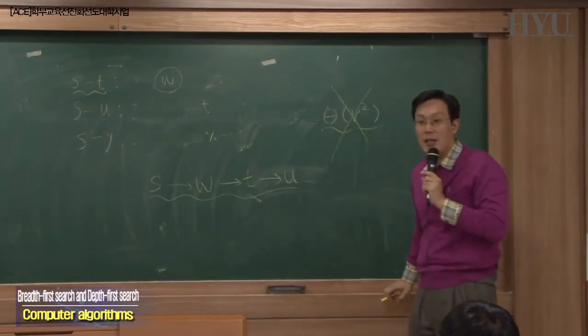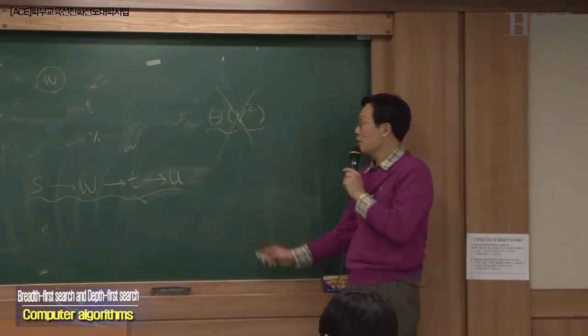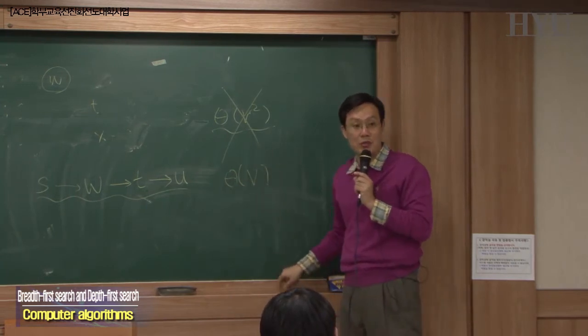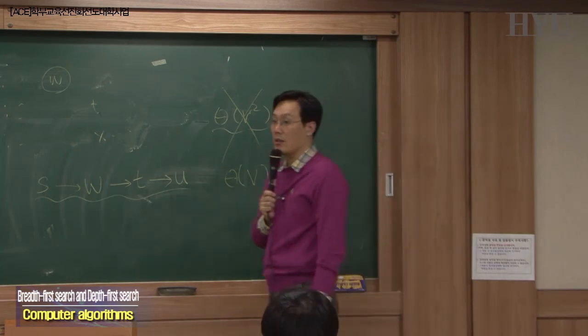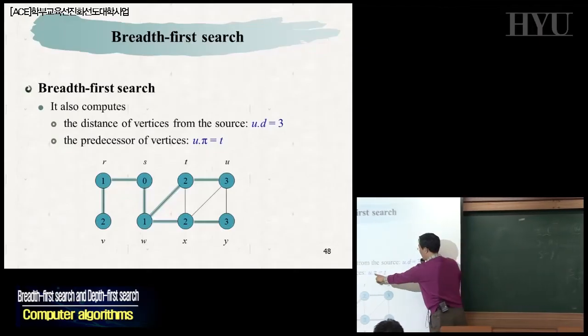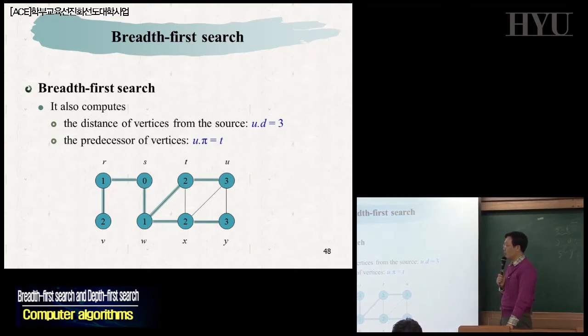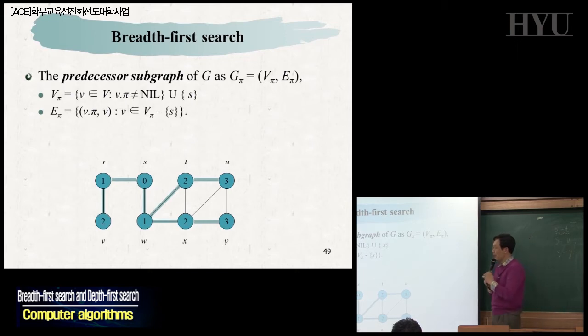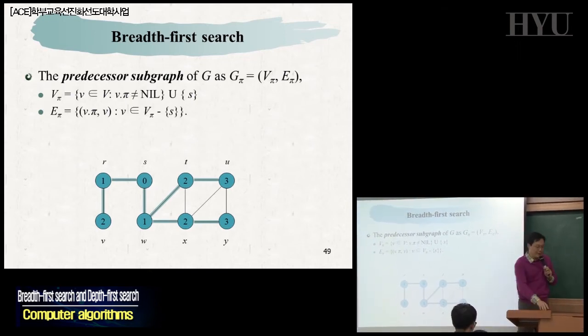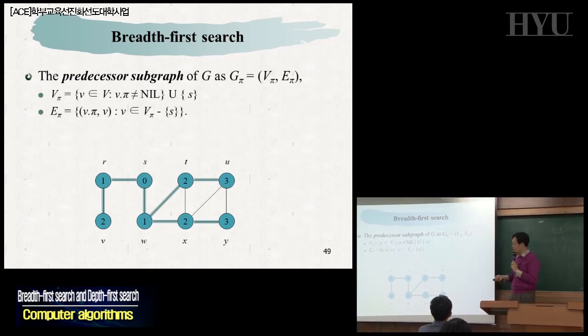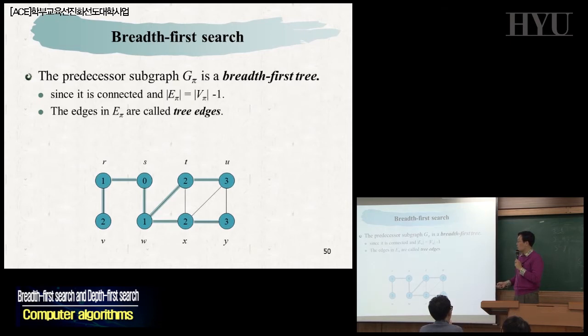If we store the predecessor of each vertex, the space requirement is reduced to theta of V. Right? Yes. So we denote the predecessor by U dot pi. And this graph is called the predecessor graph. So we use only these edges. And this is a tree. So it is called the breadth first tree.